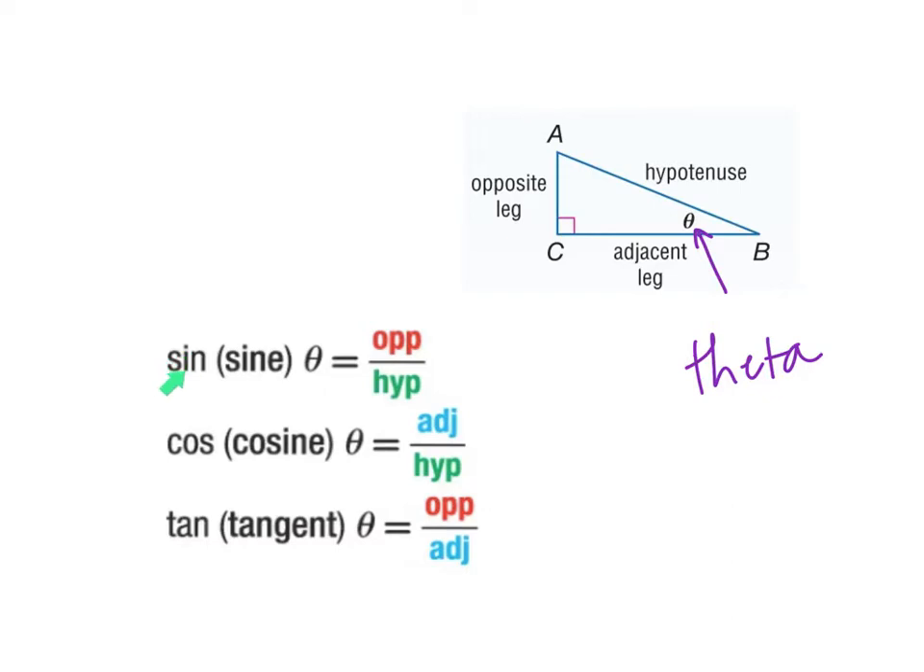Notice over here, this is the way your calculator looks. You don't have to write out the whole word. This is an abbreviation for sine, cosine, and tangent.